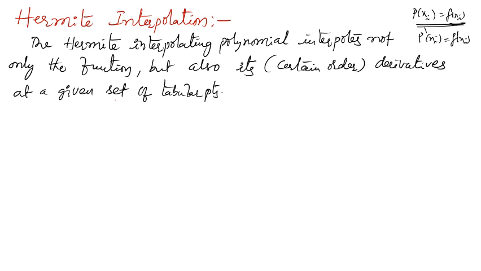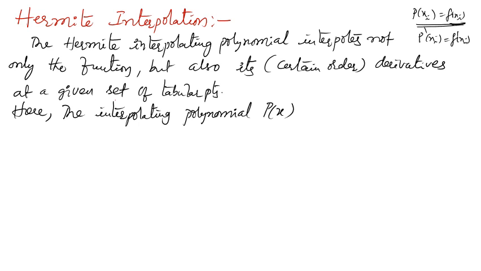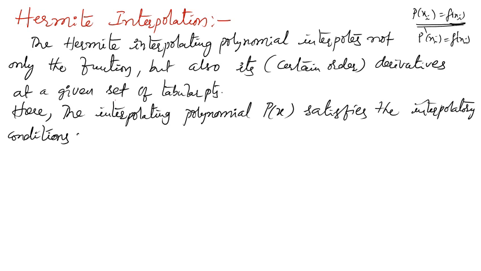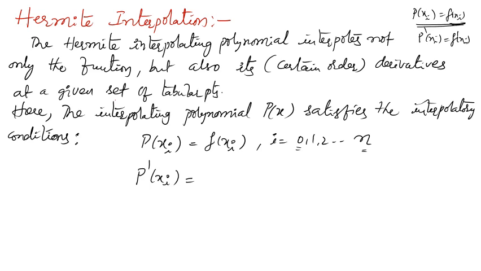What is that interpolating polynomial? P of x satisfies the interpolatory conditions. What are the interpolatory conditions in Hermite polynomial? The first one is P of xi equal to f of xi for i equals 0, 1, 2 and so on to n, meaning n plus 1 conditions for the n plus 1 data points. And the first derivative conditions also, P dash of xi equal to f dash of xi. These are also for i equal to 0, 1 to n.